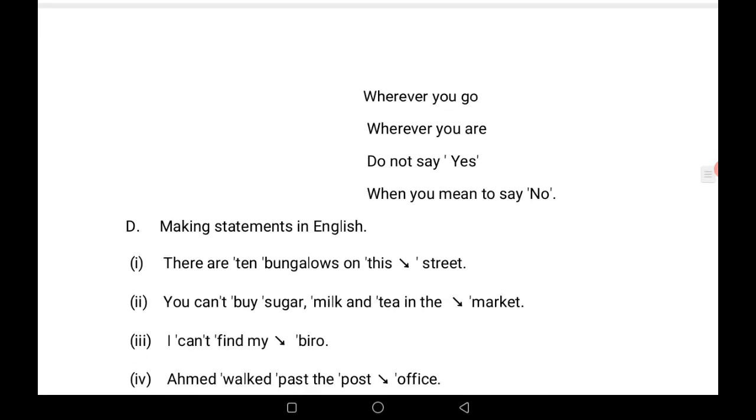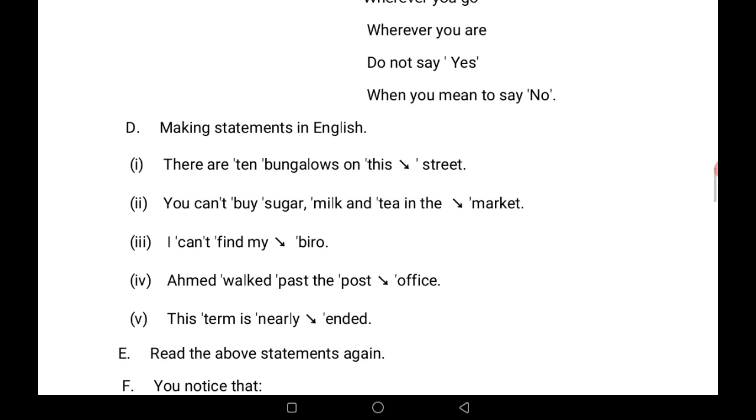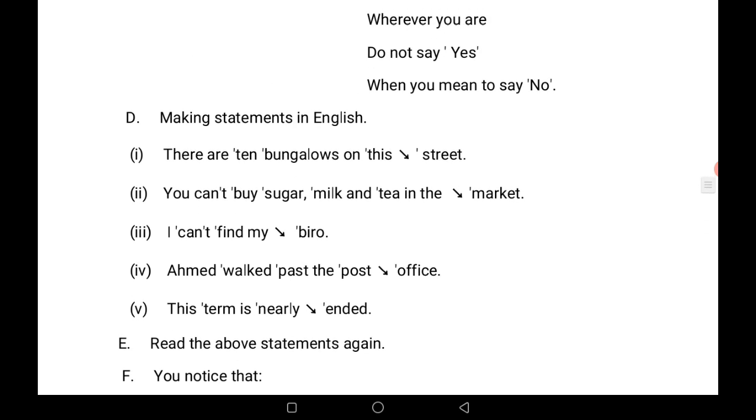Now let's look at these statements. There are 10 bungalows on this street. You can't buy sugar, milk, and tea in the market. I can't find my Bible. Ahmed walked past the post office. This term is nearly ended. Note that all the sentences above are statements. All the statements under D have a falling tune. You can see the arrow down on all the statements.